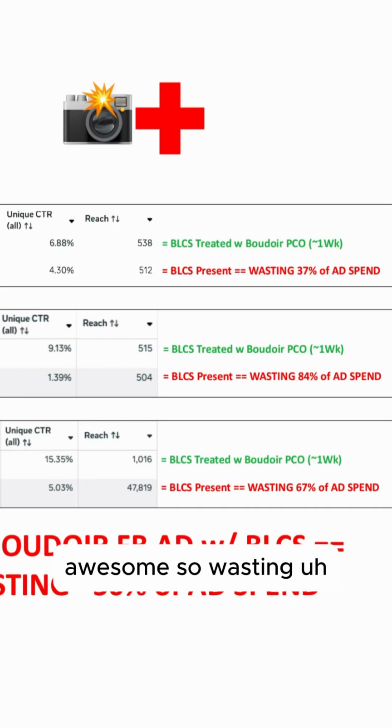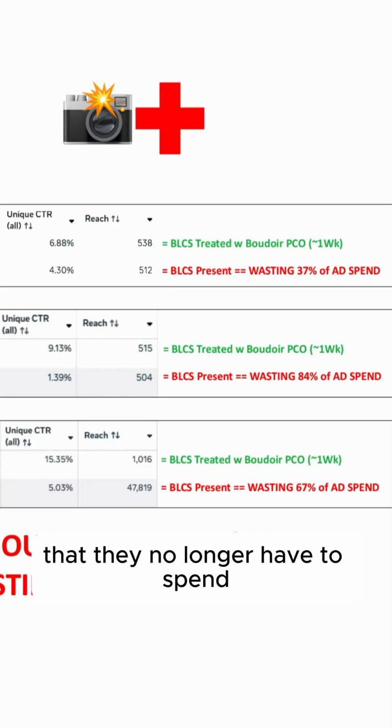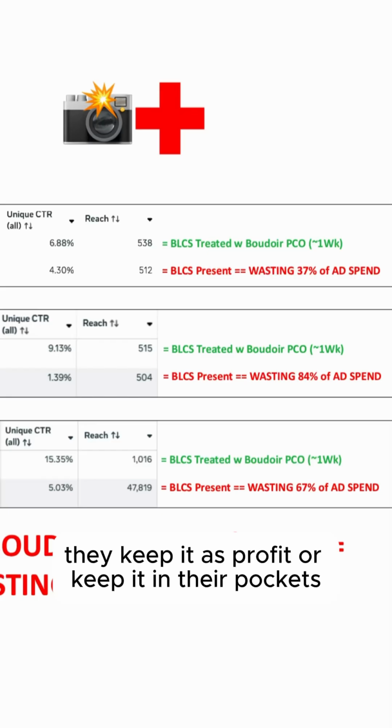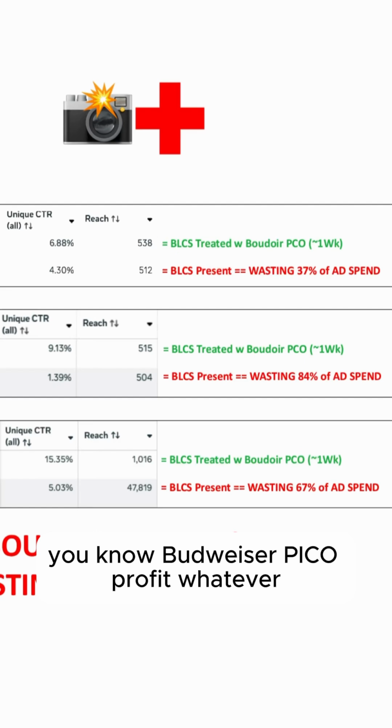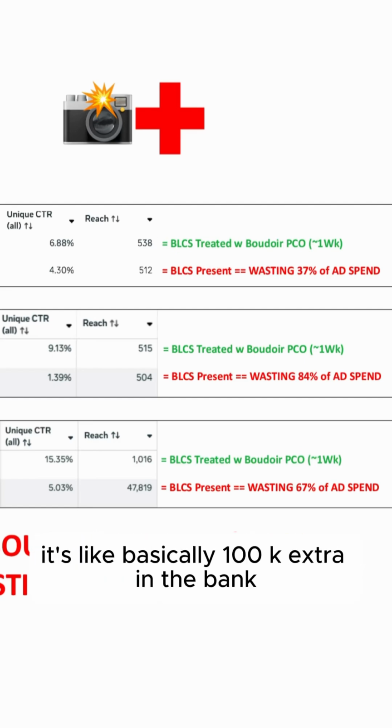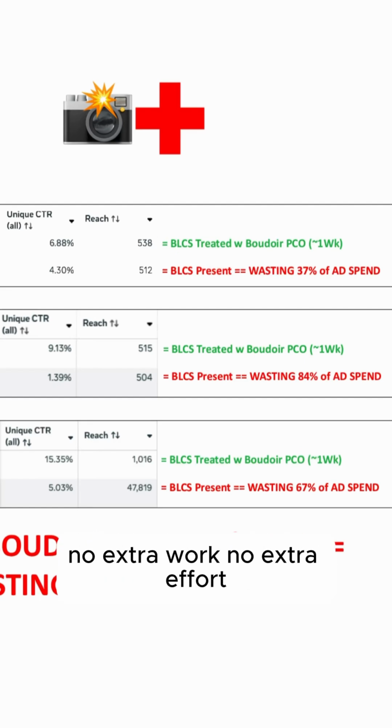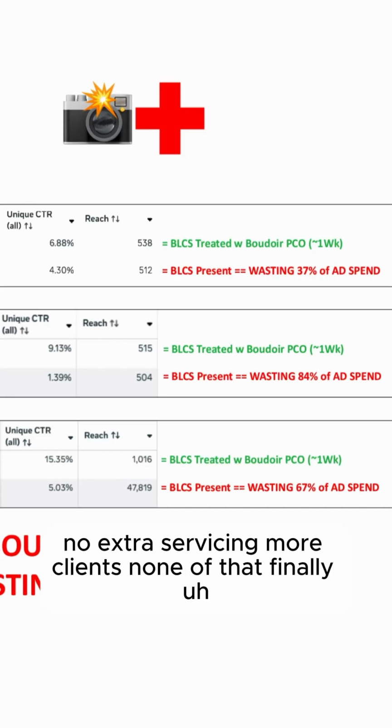Awesome. So that $8,400 a month difference that they no longer have to spend, they keep as profit, or keep in their pockets every single month. Basically a phantom profit, Boudoir Pico profit, whatever. At the end of 12 months, it's basically 100K extra in the bank. No extra work, no extra effort, no extra servicing, more clients, none of that.